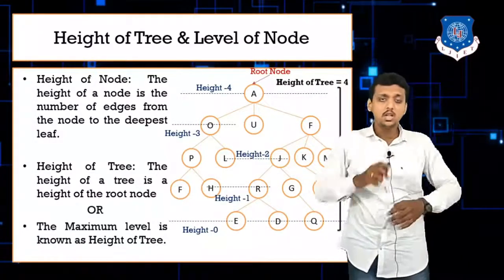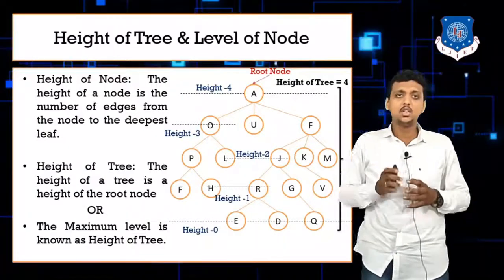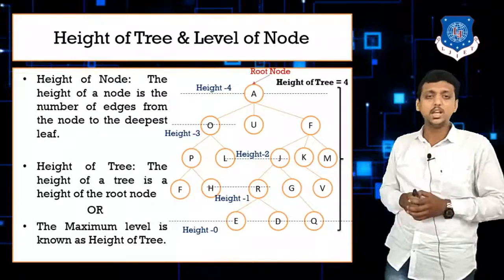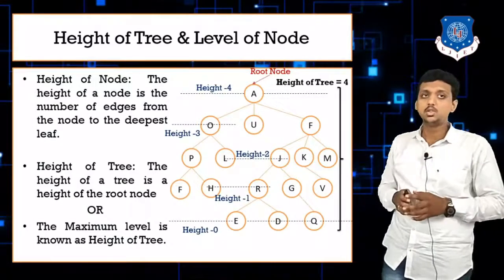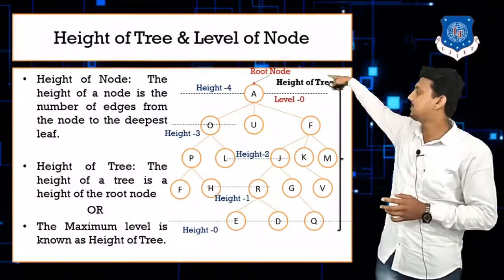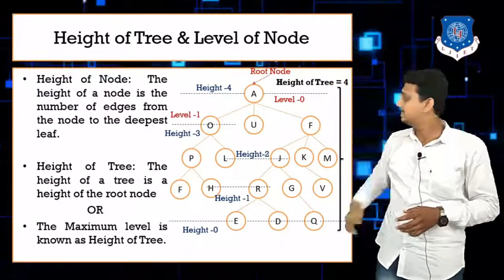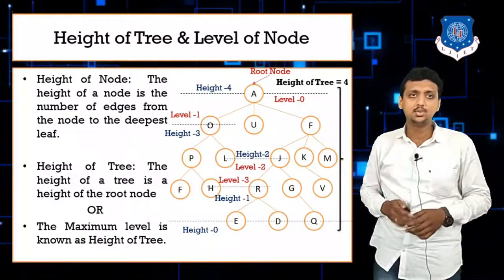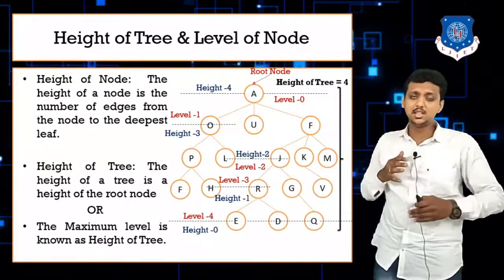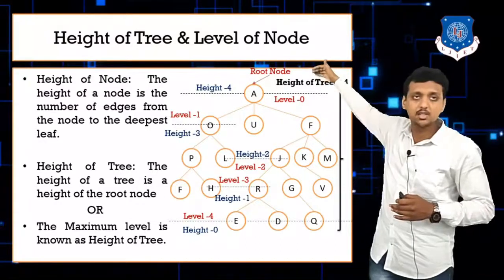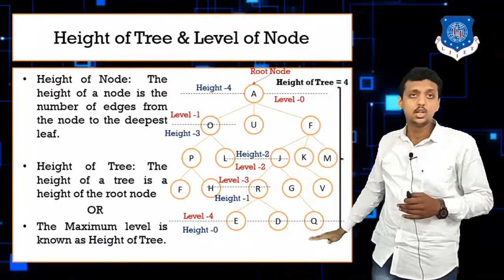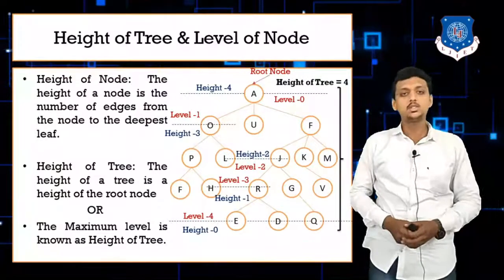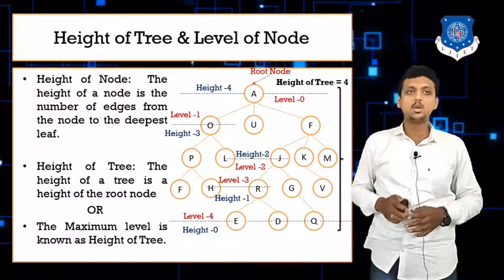Okay. So another definition is that the maximum level of a tree is known as the height of the tree. Fine. See, this is level 0, next is level 1, level 2, level 3 and level 4. So students, the levels start from 0: 0, 1, 2, 3 and 4. So the maximum level is 4. That's why the height of this tree is 4. Fine. Now let's move further.